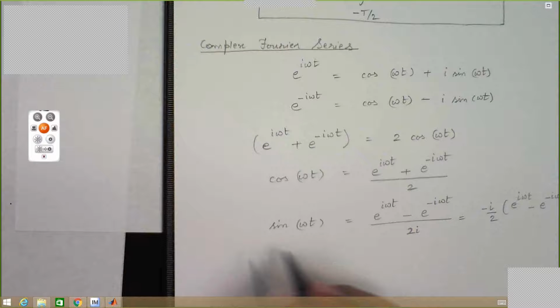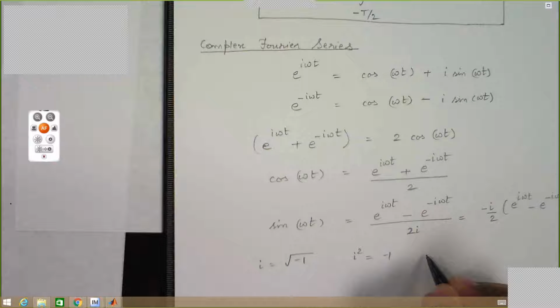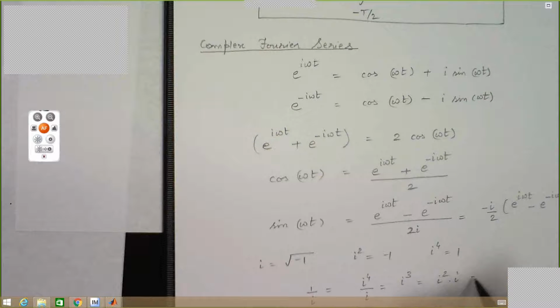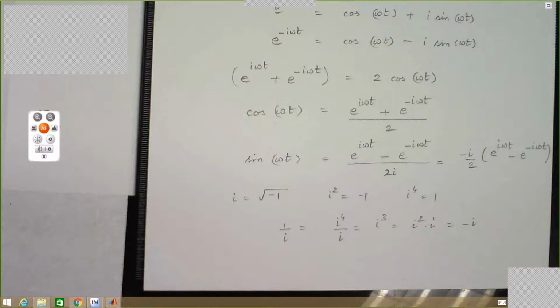That's because we already know i is nothing but square root of minus 1. So i squared is minus 1. i to the power 4 is 1. And when we have 1 over i, and we write 1 as i to the power 4 by i, you get i cubed, which is i squared times i, that's minus i. So that's how we got the above expression for sine of omega t, the second one.